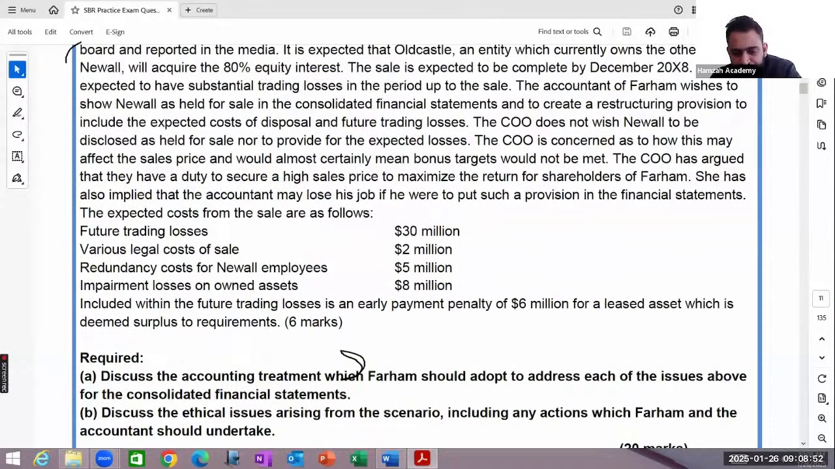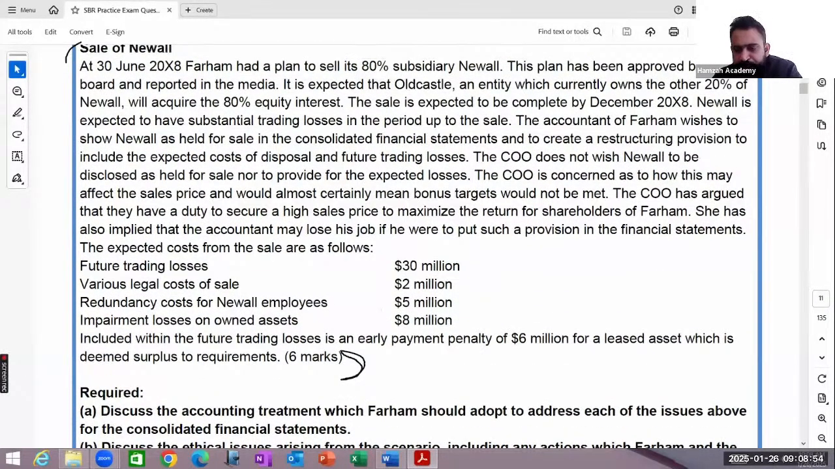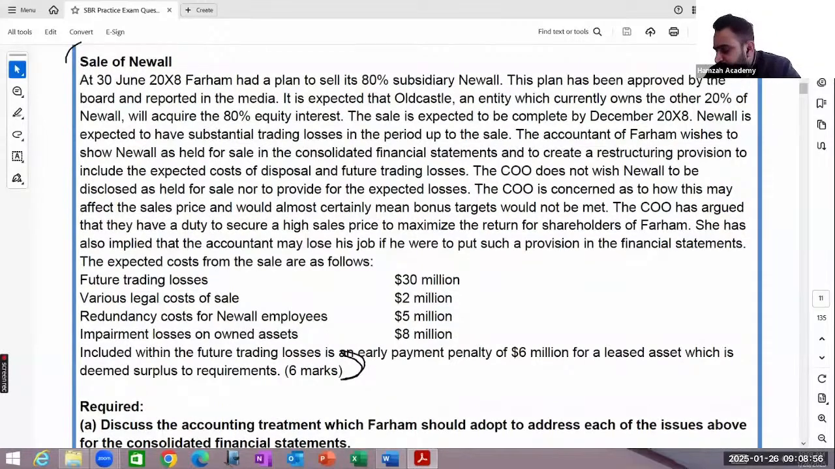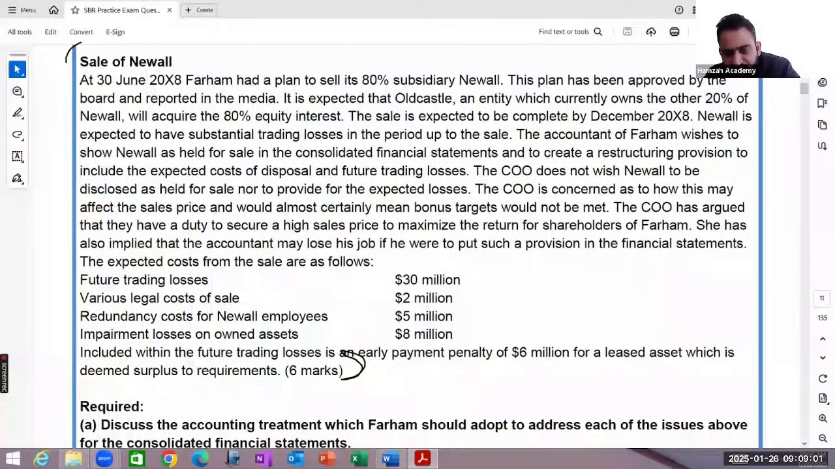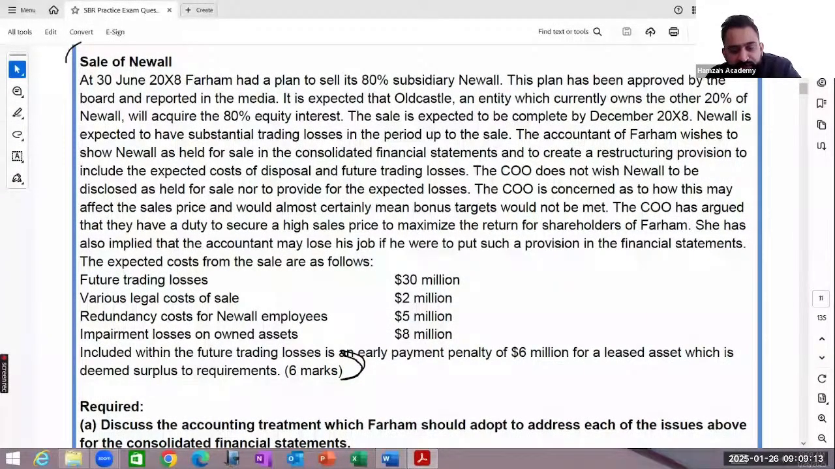Okay. Hopefully you have read it. So the summary of the case study is that on 30th June, at the year end, they have a plan to sell a subsidiary. The plan has been approved, reported in the media, and it is expected that Old Castle, the entity which currently owns 20%, will acquire the remaining 80%, and they expect that it would be completed within 6 months, by December.